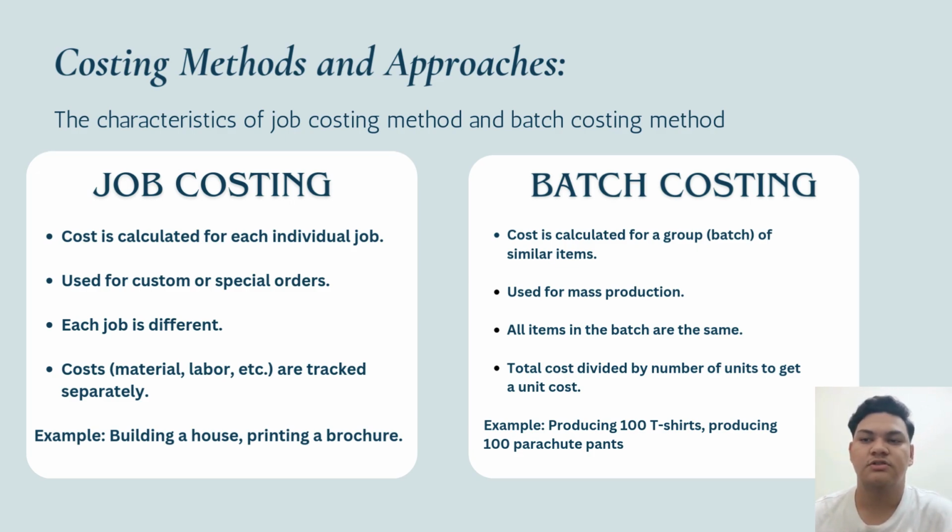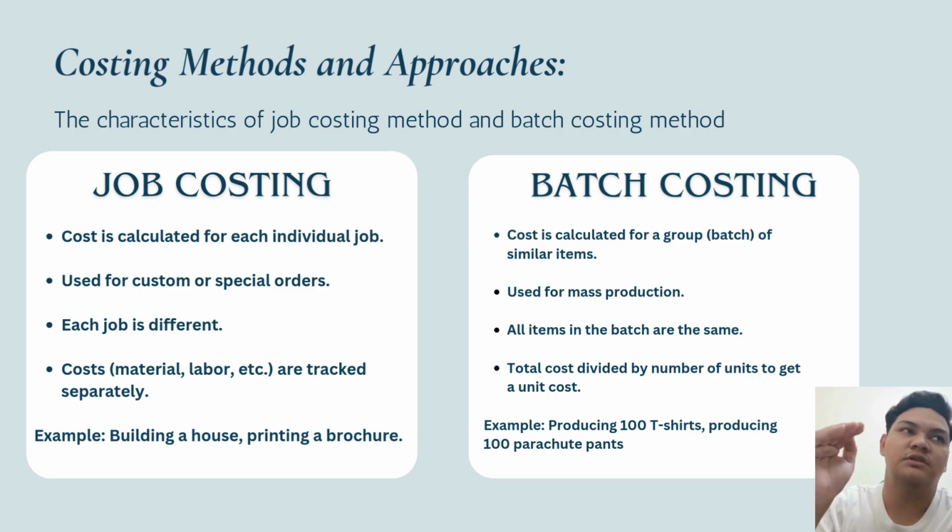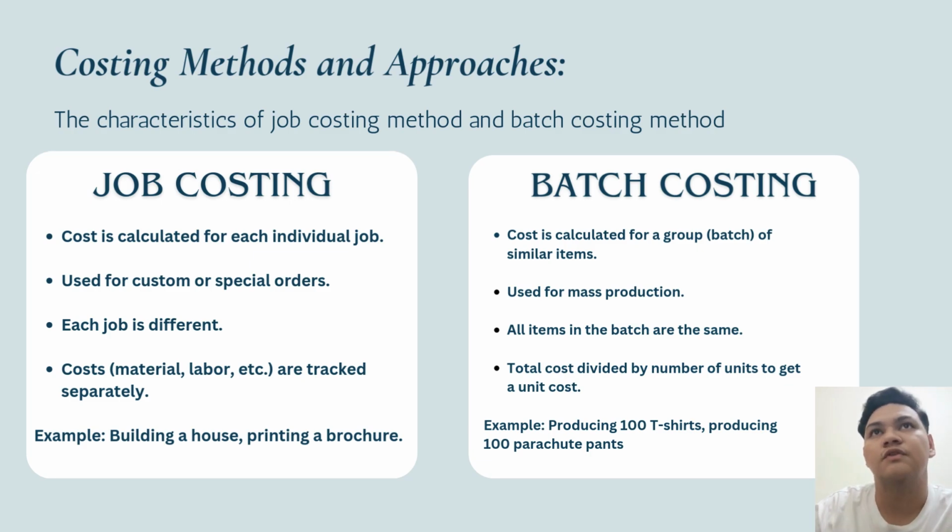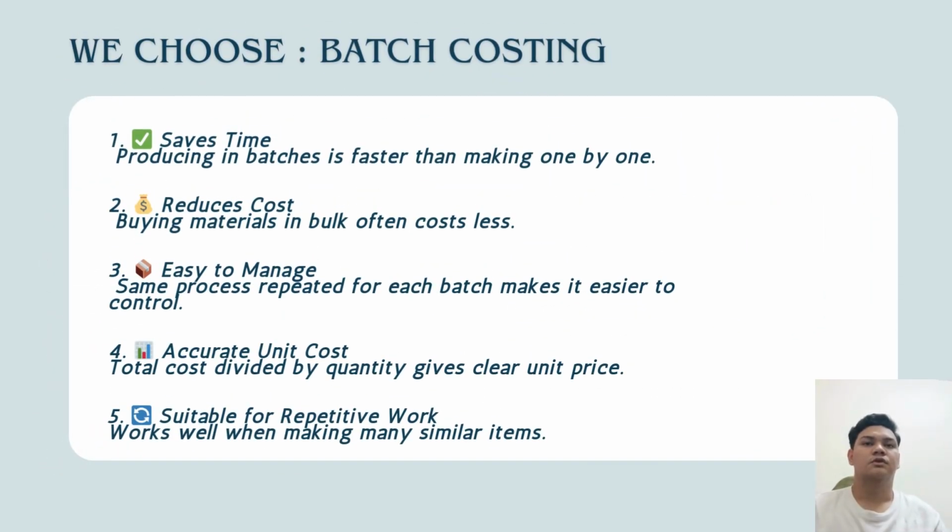In batch costing, the total cost is divided by the number of units. If you are producing 100 units, you must divide the total cost by 100 pieces, so you can get the cost per unit. For our group project, we choose to use batch costing because it can save more time when producing a batch, much faster than making one by one.